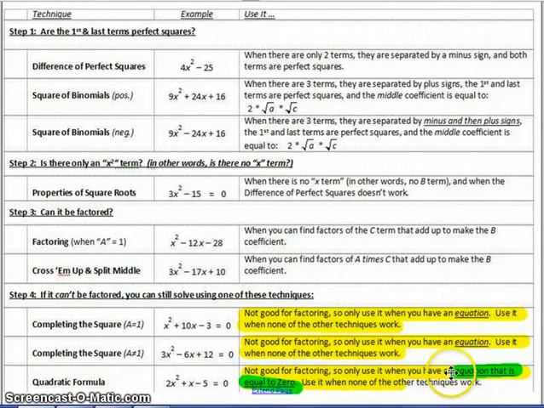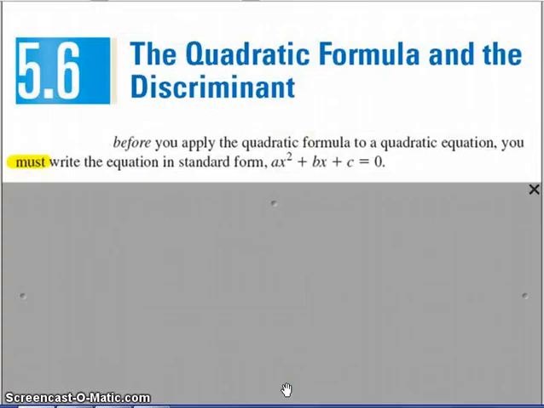The one distinct thing about the quadratic formula, and I've highlighted that in green here, is that you have to use it with equations that are set equal to 0. So we'll talk about that in this video. Let's look at the specifics of what the textbook says about the quadratic formula. As I say, it's got to be an equation set equal to 0. More specifically, it has to be an equation that's written in standard form.